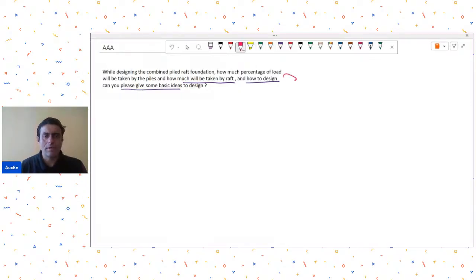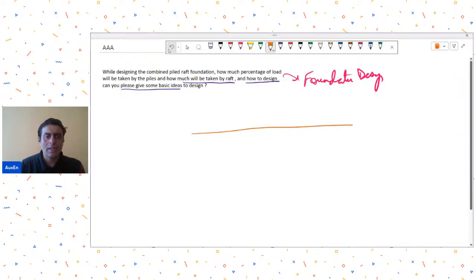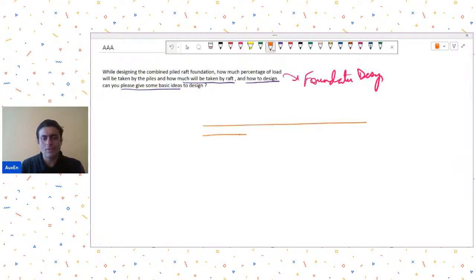So this topic we have covered in great detail in our course on foundation design, where we have dealt with the issue of raft foundations, and then we have also taken up the case of piled raft, where you combine two structural systems, which are the raft foundations and piles together. Now the load transfer will depend on a number of factors. So for example, if I were to draw a cross sectional view, and let's say orange is the raft thickness, and then there are piles over here.